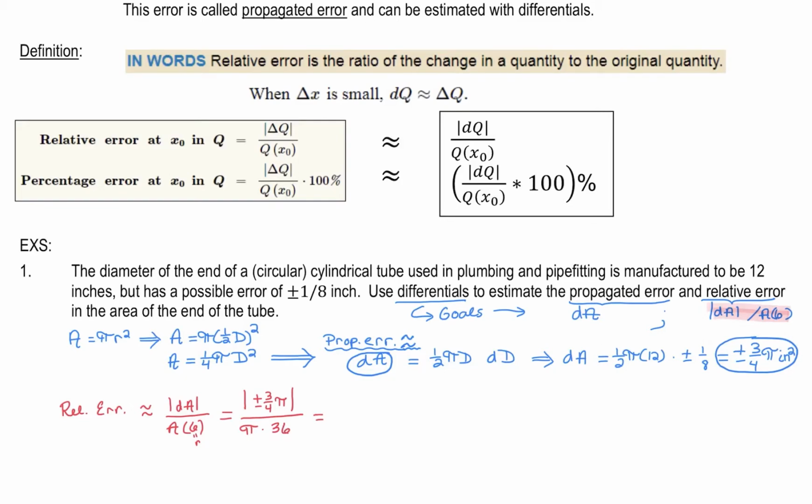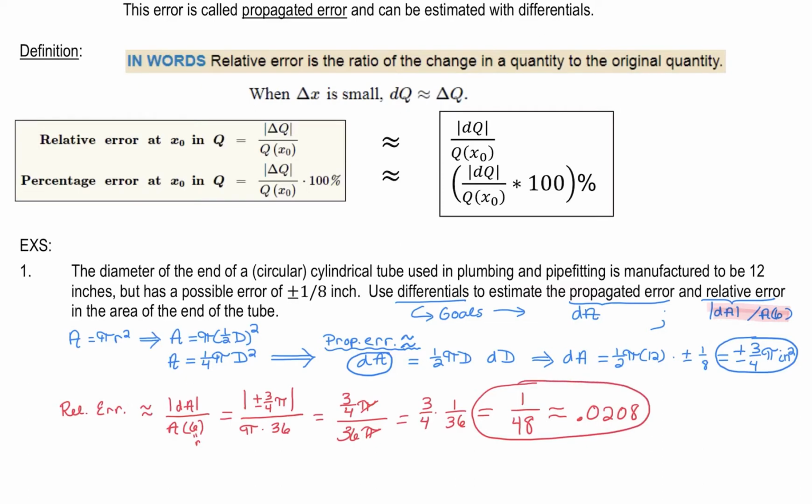And so the absolute value, so plus or minus, is just going to be our 3/4 pi. So we have 3/4 pi divided by 36 pi, and of course our pi's reduce, and then we have 3/4 times 1/36. So 1/12 there, so 1/48, which is approximately 0.0208 if we round that. So this is our relative error, in its decimal form.